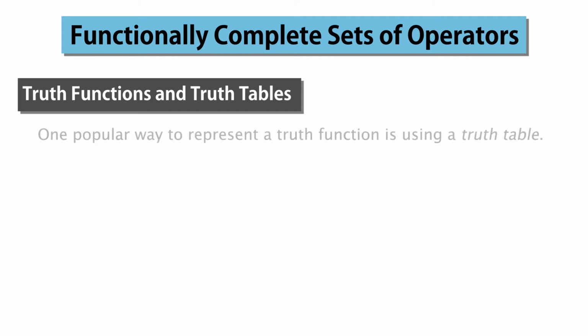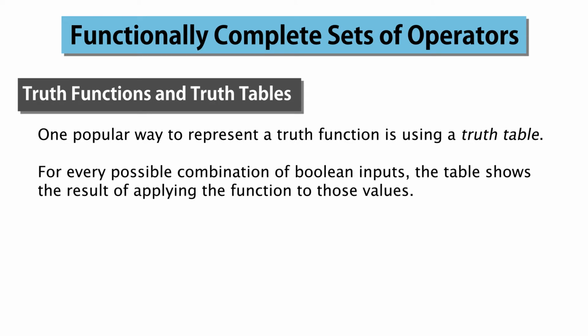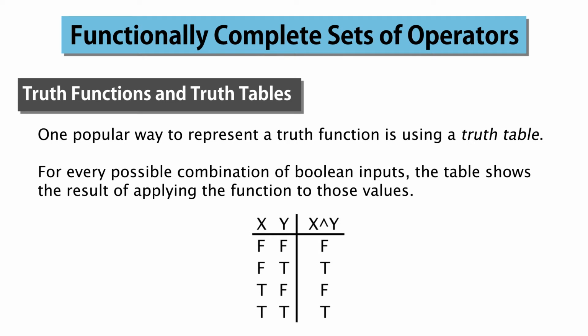Because of these constraints, a popular way to represent a truth function is using a truth table. For every possible combination of Boolean inputs, the table shows the result of applying the function to those values. It's pretty easy to see that any truth function is defined completely by the corresponding truth table. Shown here, for example, is the truth table for the two-input AND function. We've named the parameters x and y, but the names are arbitrary.